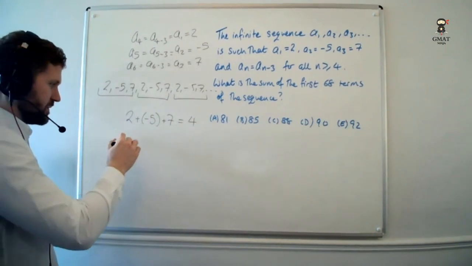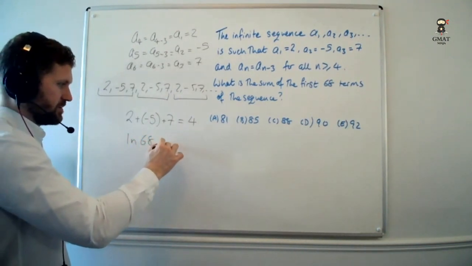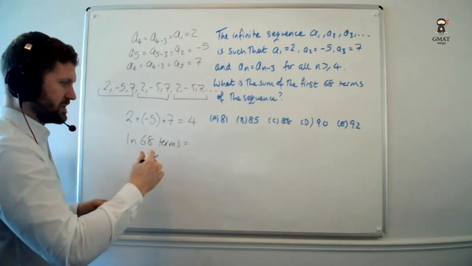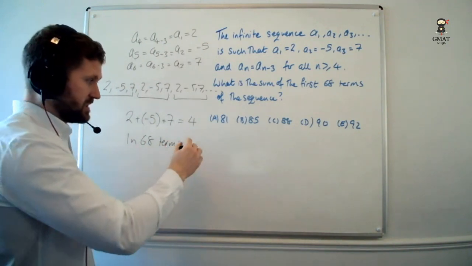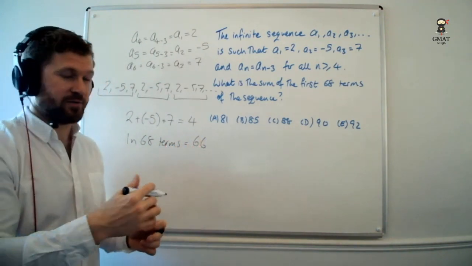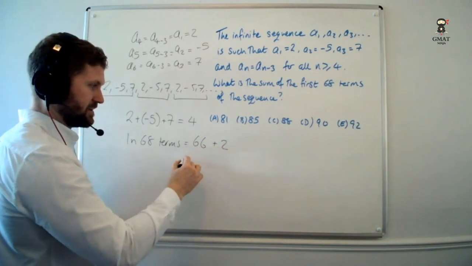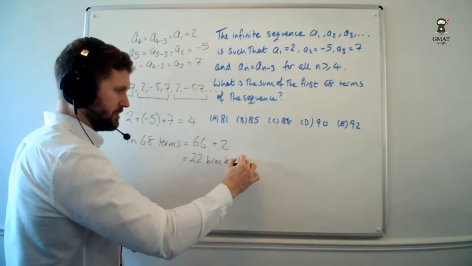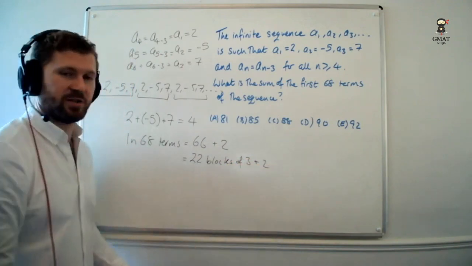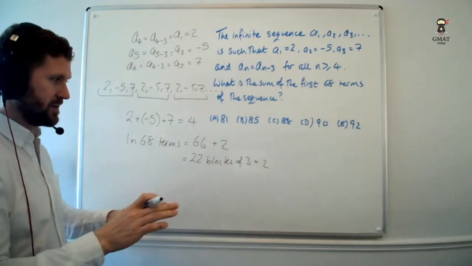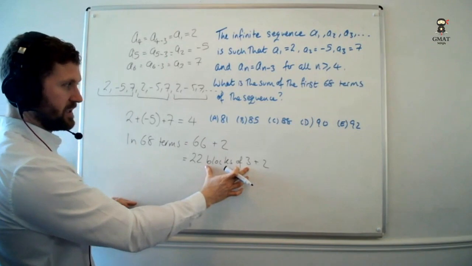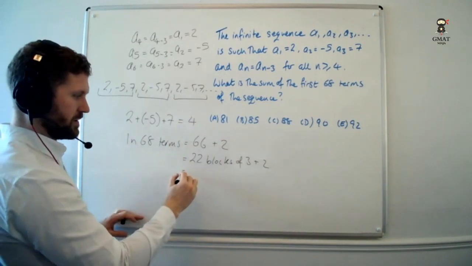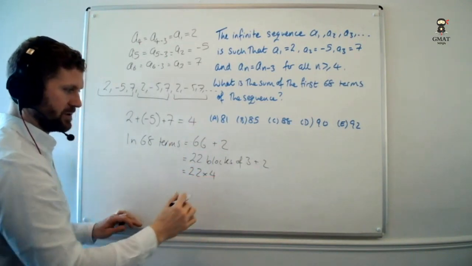Well, in 68 terms, there's going to be 66, that's the nearest multiple of 3, plus the 2 at the end. In other words, I'm going to have 22 blocks of 3 plus 2 terms. And we'll figure out what they are in a second. But we said the blocks of 3, they add up to 4. So I'm going to have 22 times 4.